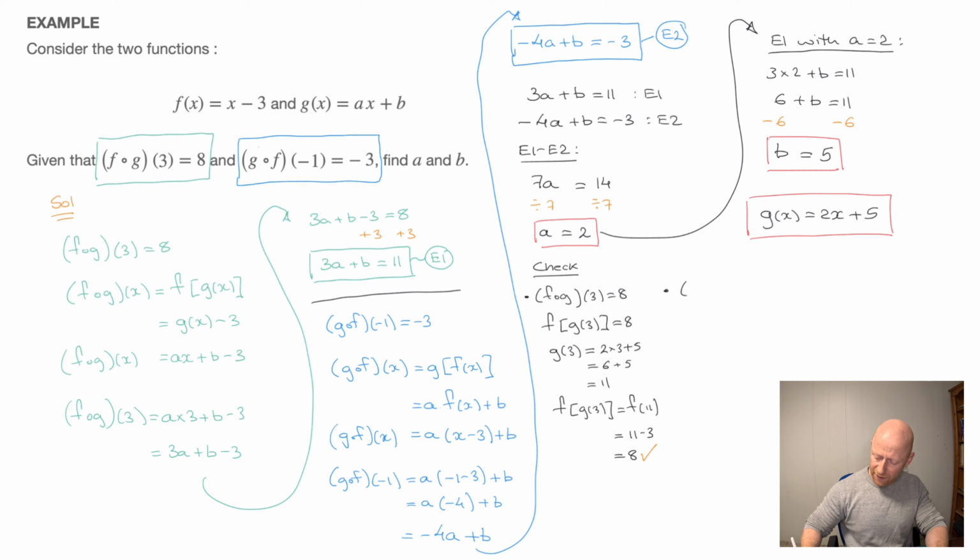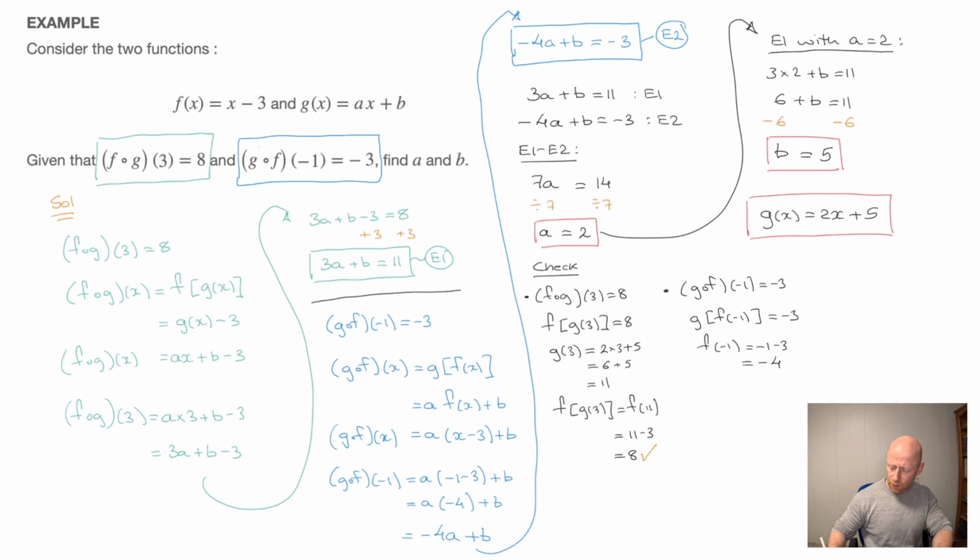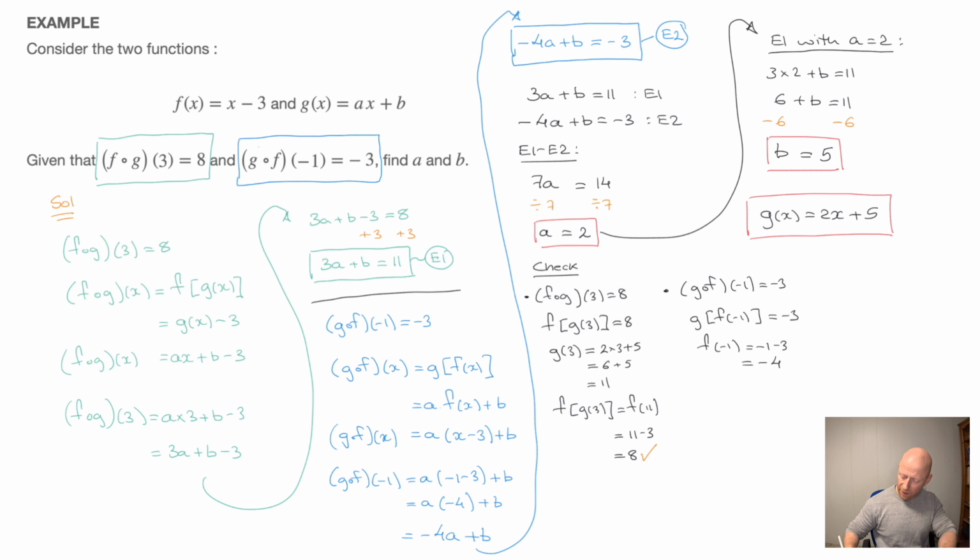For the second check, we'll check that g of f of negative 1 equals negative 3. Well, I like to rewrite that as g of f of negative 1, which equals negative 3. And again, we can check that in 2 steps. First of all, I'll go ahead and evaluate f of negative 1. And using the fact that f of x equals x minus 3, f of negative 1 would just be equal to negative 1 minus 3, which is equal to negative 4. And so g of f of negative 1, well, that's just going to equal g of negative 4.